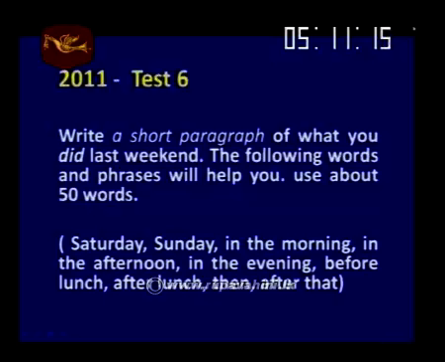So the words that they have given are Saturday, Sunday, in the morning, in the afternoon, in the evening, before lunch, after lunch, then, after that. So these are the words that we have been given. So the tense is the past tense. So you have to stick to the past tense and the words that you have been given.